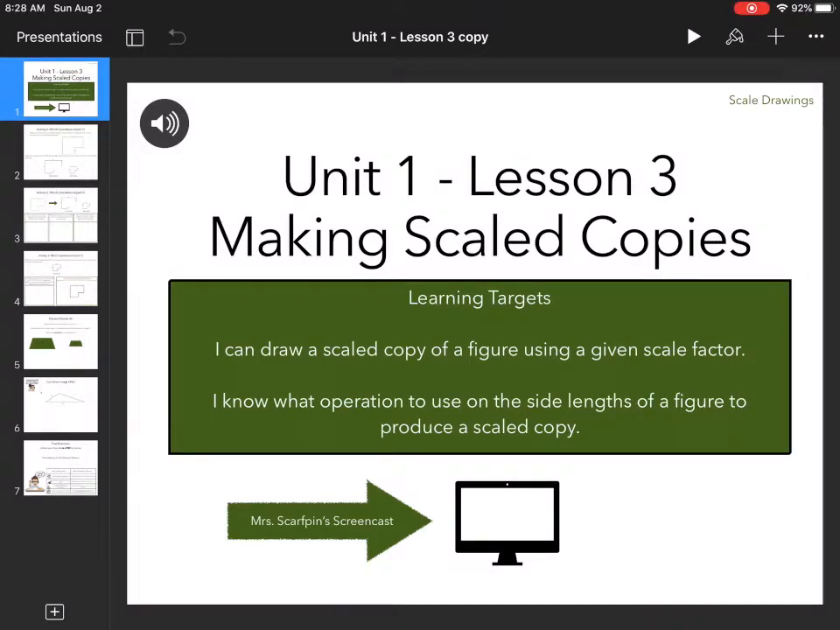Unit 1, Lesson 3, Making Scaled Copies. I can draw a scaled copy of a figure given a scale factor. I know what operation to use on the side lengths of a figure to produce a scaled copy.